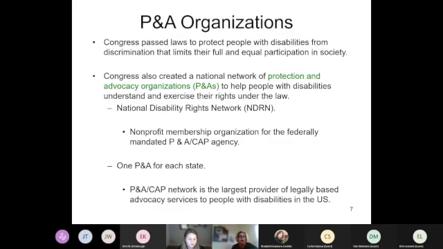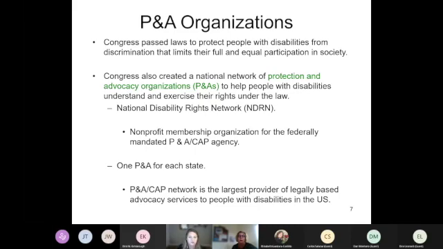So with the Protection and Advocacy organizations, Congress passed laws to protect people with disabilities from discrimination that would limit their full participation in society. And we're part of the National Disability Rights Network. NDRN is our parent agency. They offer us technical assistance and training. And each state has its P&A as a member of NDRN.